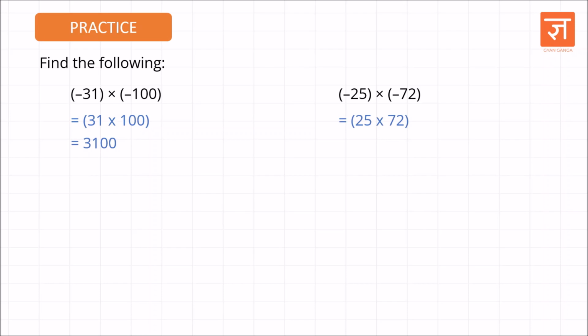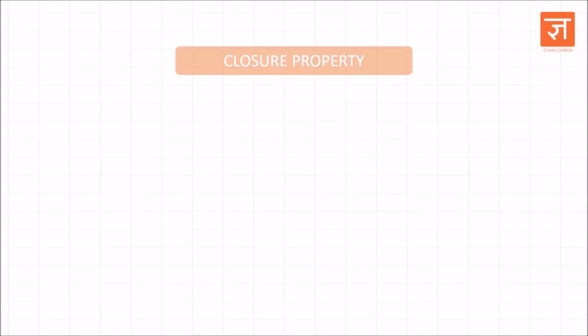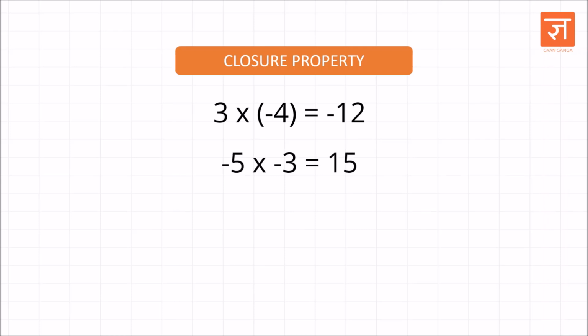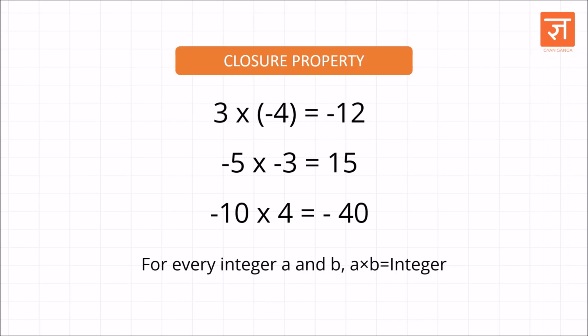Now let us learn about the closure property in multiplication. 3 into minus 4, we get minus 12. Minus 5 into minus 3, both are negative, and we directly got a positive answer, 15. So we can see whatever integers we multiply, we always get an integer. That is, it is closed. It has the closure property for multiplication.